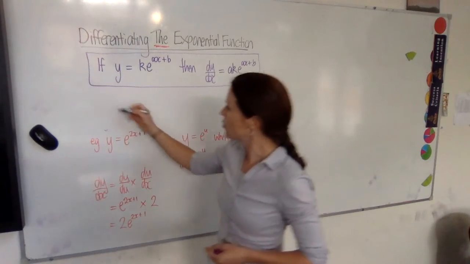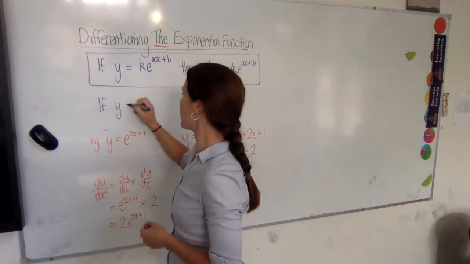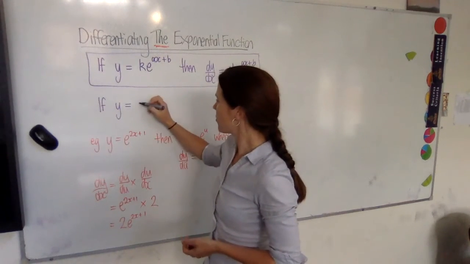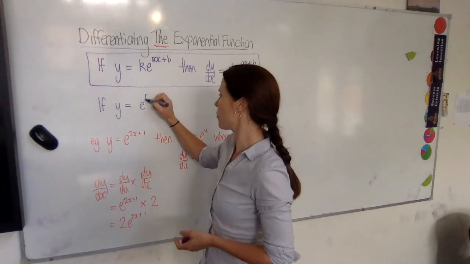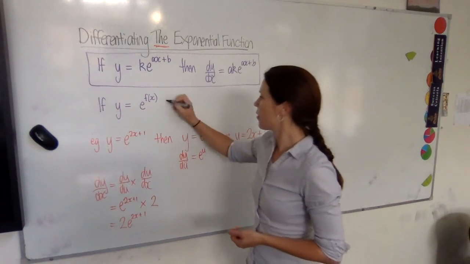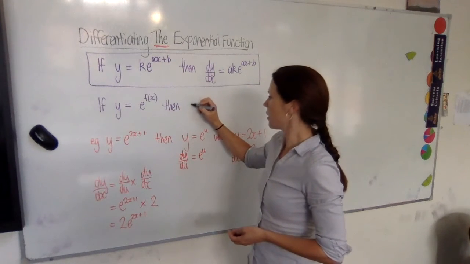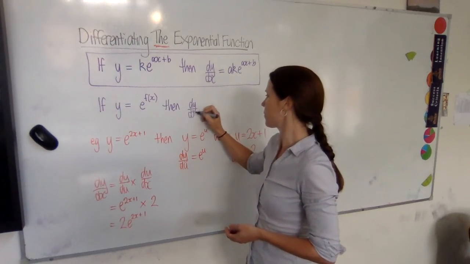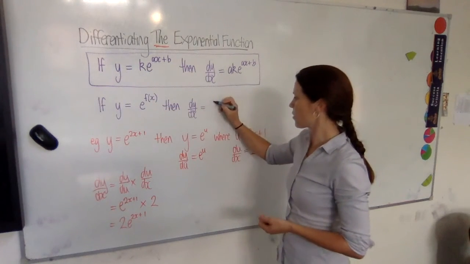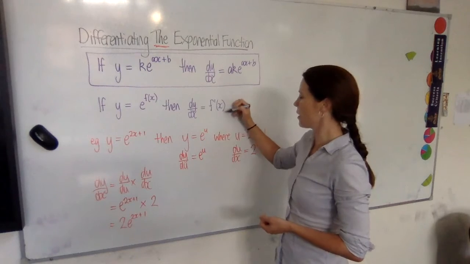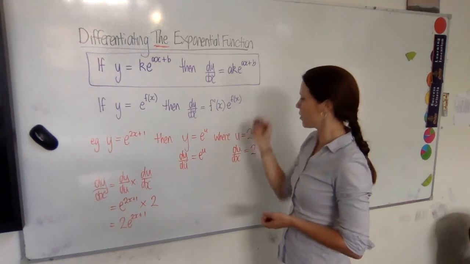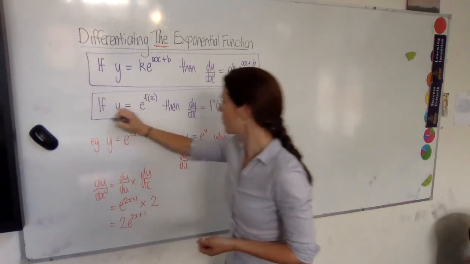So a much better rule, and this is the one that's actually on your reference sheet for your exam, says if y is equal to e to the power of f of x, where f of x is just a function of x, then dy/dx is equal to, now what do we need to do? Differentiate that function, so that gives us f dash x, and then we need to write out again everything that we were given in the original function. And this rule is in your reference sheet.